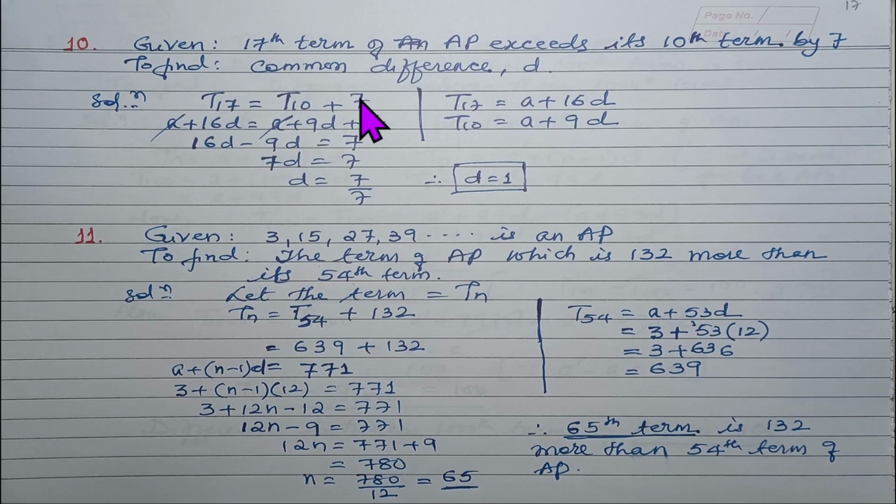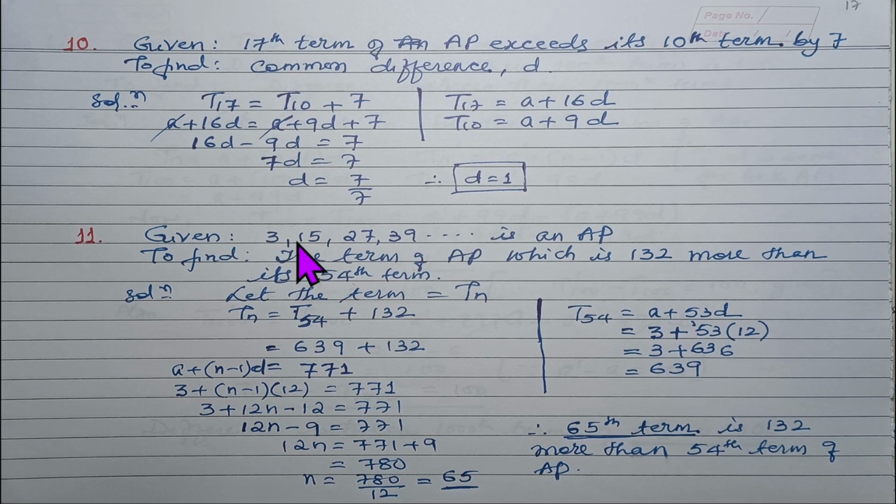T17 is equal to T10 plus 7. And we know T17 is a plus 16d, T10 is a plus 9d, plus 7, and 16d minus 9d is equal to 7. Therefore we got d is equal to 7 by 7, and therefore d is equal to 1. So please remember, T17 is a plus 16d. I have used again the formula Tn is equal to a plus n minus 1 into d. N minus 1 means it is 16. So in both the cases I have used the formula Tn is equal to a plus n minus 1 into d. So I have framed an equation here, solved it to get the value of d. So please remember this example.